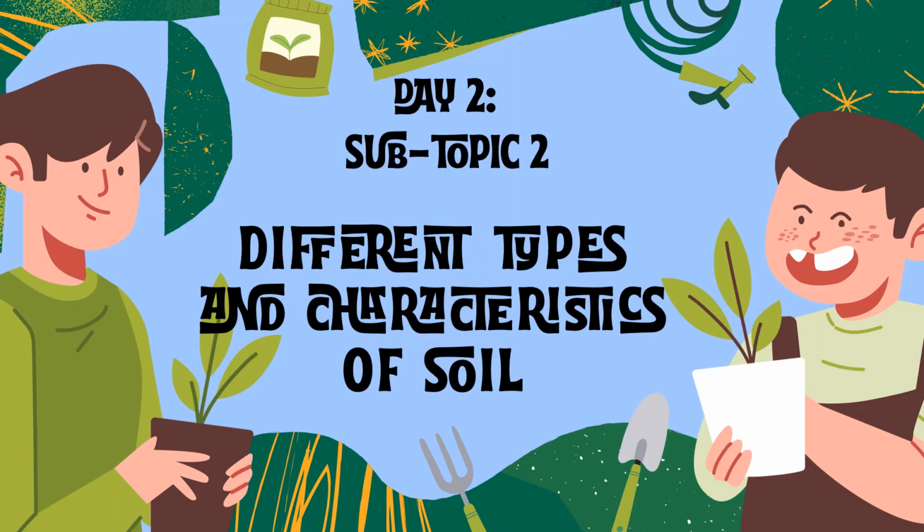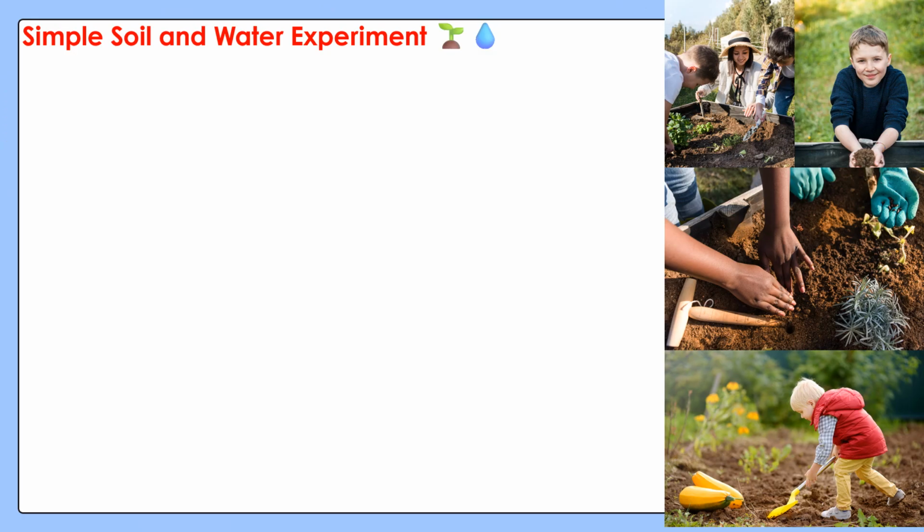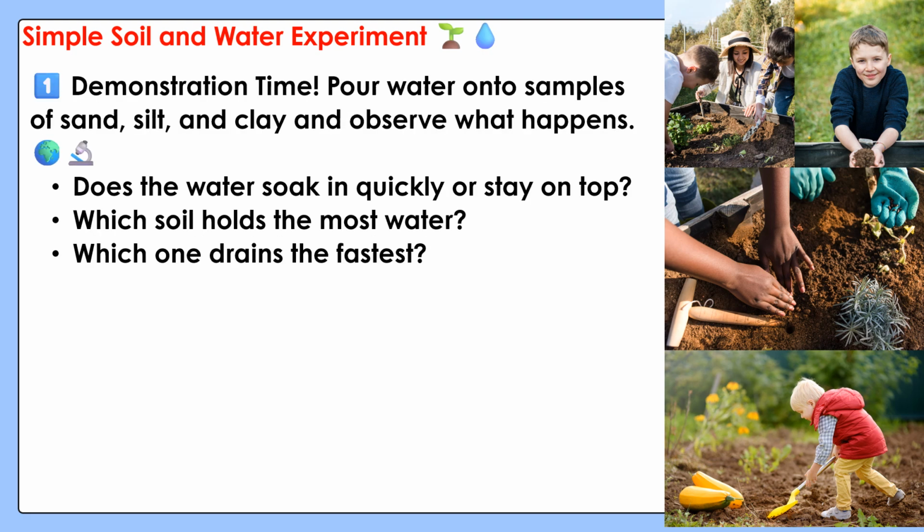Day 2, Subtopic 2: Different types and characteristics of soil. Simple soil and water experiment. Demonstration time. Pour water onto samples of sand, silt, and clay and observe what happens. Does the water soak in quickly or stay on top? Which soil holds the most water? And which one drains the fastest?